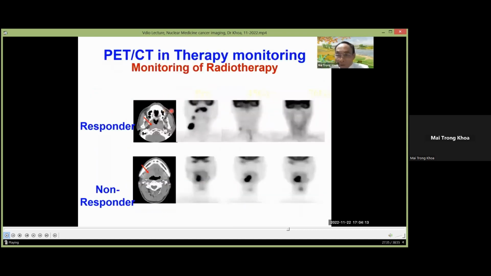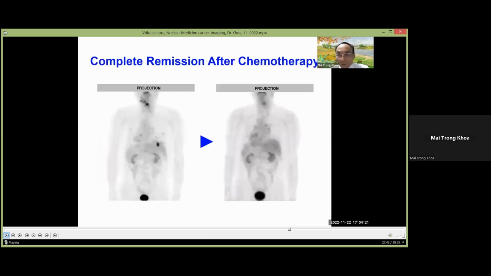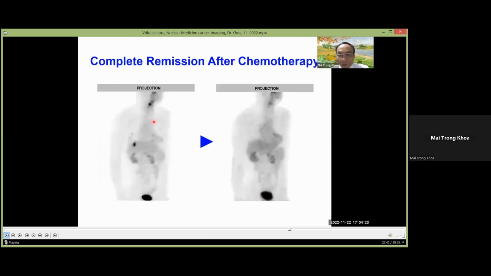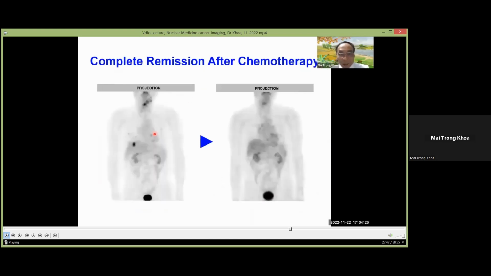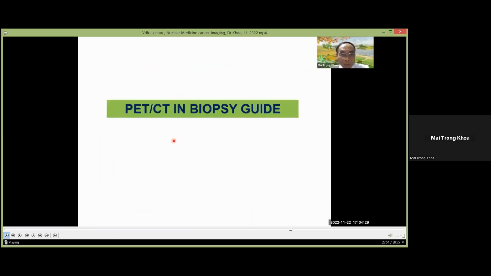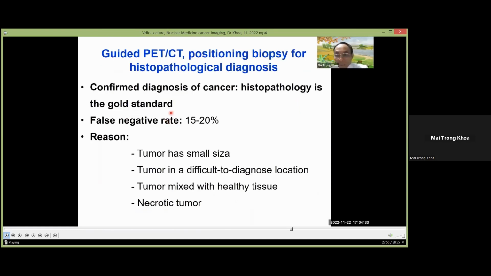And PET-CT has helped to follow up after radiation therapy very well. Yes, this is before and after chemotherapy. And what about the opacity in biopsy guidance? Yes, the opacity has a high value in accurately determining the lesion area.